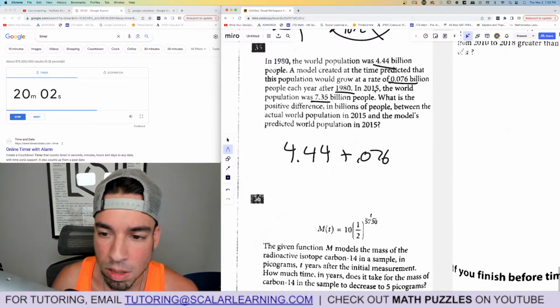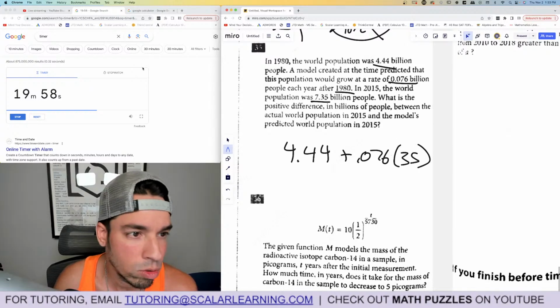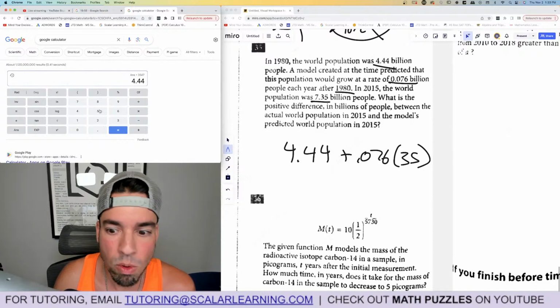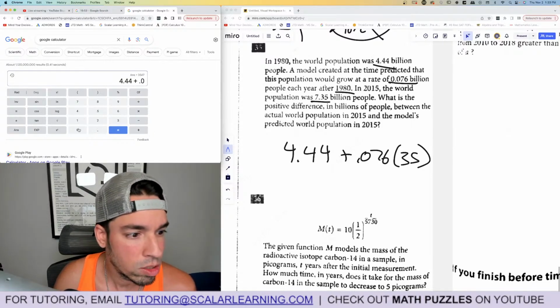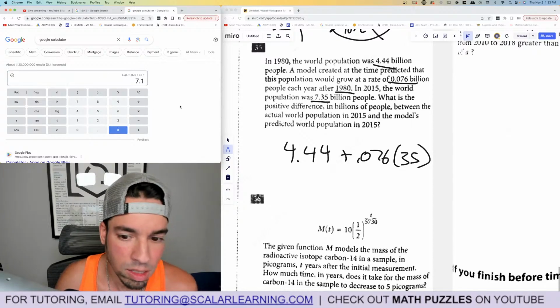Okay, so it was 4.44 billion plus 0.07x, what is that rate per year? And 2015, that's 35 years, so I'm going to multiply it by 35. Let's do it in the calculator. So we got 4.44 plus 0.076 times 35, and that is 7.1.